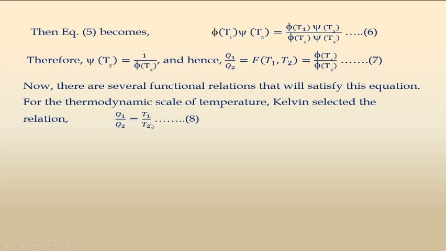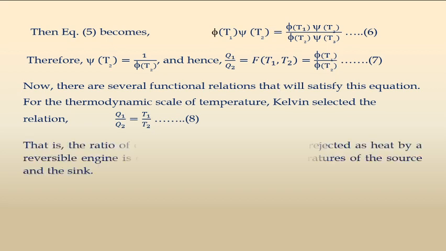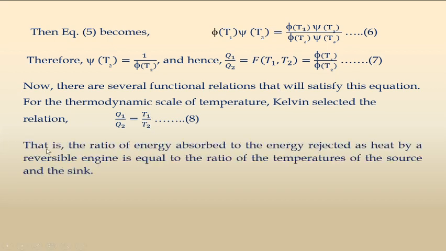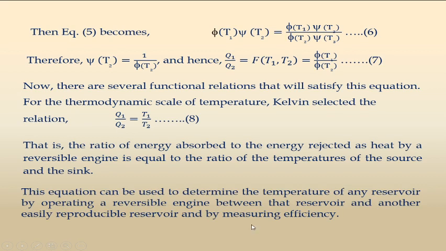They are actually the absolute values of the temperatures on the Kelvin scale. So the ratio of energy absorbed to the energy rejected by a reversible engine is equal to the ratio of temperatures of the source and the sink. This equation is found to be valid, and it can be used to determine the temperature of any reservoir by operating the reversible engine between that reservoir and another easily reproducible reservoir and by measuring the efficiency.